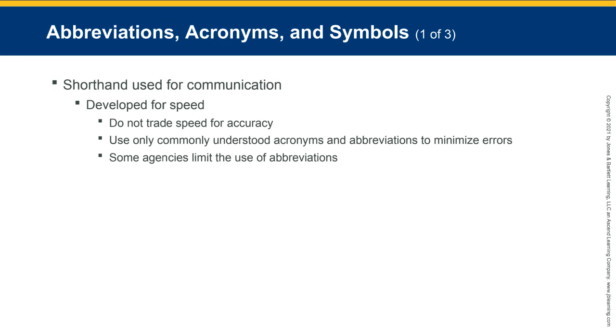Now, abbreviations, acronyms, and symbols. These are shorthand used for communication. They are developed for speed. Do not trade speed for accuracy. Use only commonly understood acronyms and abbreviations to minimize errors, and some agencies limit the use of abbreviations. So be very careful with your abbreviations because they can be misinterpreted.